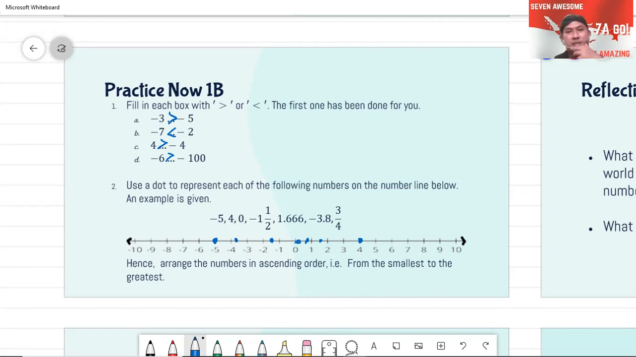And that's the end of negative numbers. This is the end of our session.